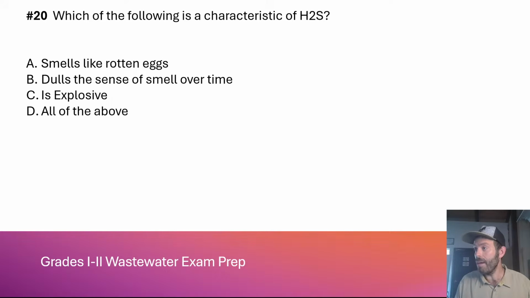And it's D, all of the above. It does smell like rotten eggs. Here's something. If you ever walk into a place at a plant that smells like rotten eggs, and then all of a sudden it doesn't, a few minutes later, you need to get out and get an atmosphere monitor. You're probably in the midst of hydrogen sulfide. And it's very dangerous. It is absolutely explosive. And atmosphere monitors will catch that. There's upper and lower explosive limits, and it'll detect those as well.